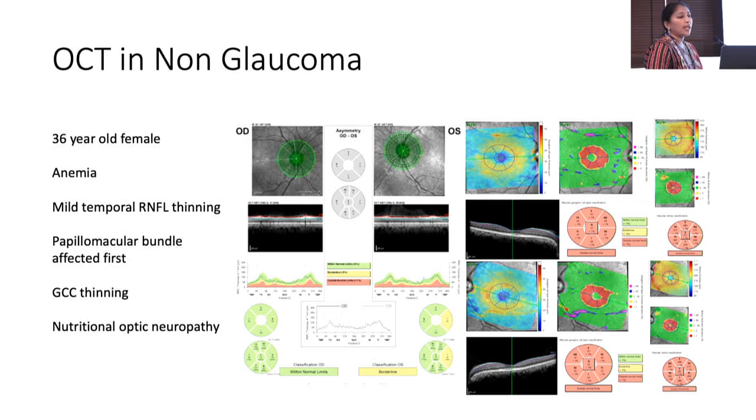So this is a case of a 36-year-old female who had anemia at presentation itself. On examination, she had temporal pallor. The OCT revealed temporal NRR and RNFL thinning, and you can see the GCC showed significant thinning in both eyes. So this is a case of a nutritional optic neuropathy.